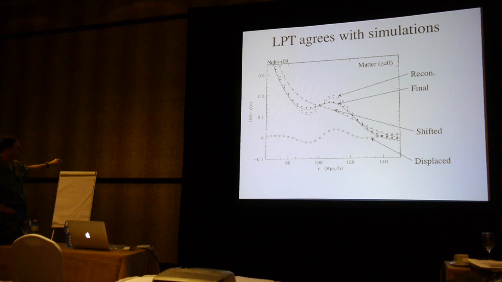You've got here the reconstructed field, the nonlinear final field, the piece that comes from the shifts, and the piece that comes from the displacements. So you don't care about all of the subpieces. All you want to see is that this final field was nice and broad, and when I reconstructed it, it got much sharper. That's what we saw previously, right?